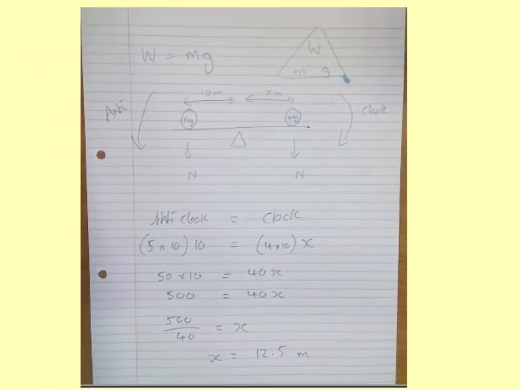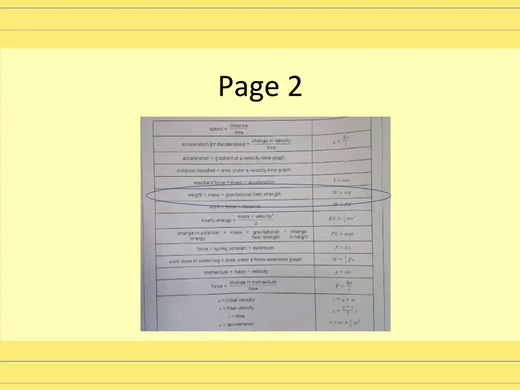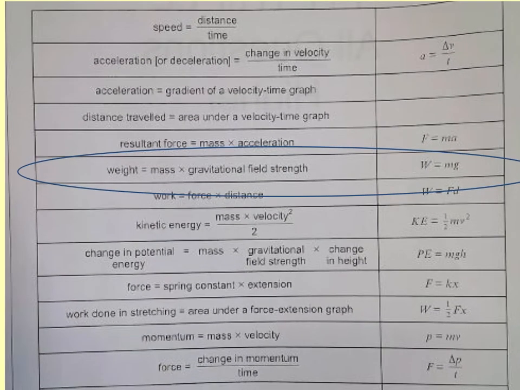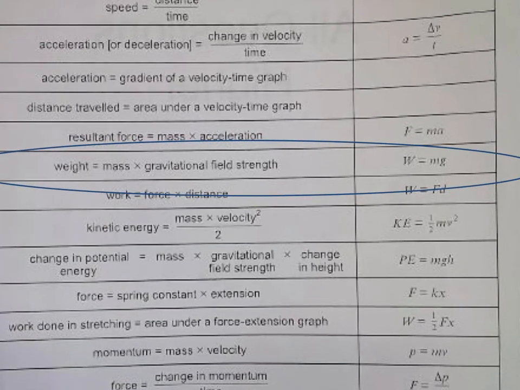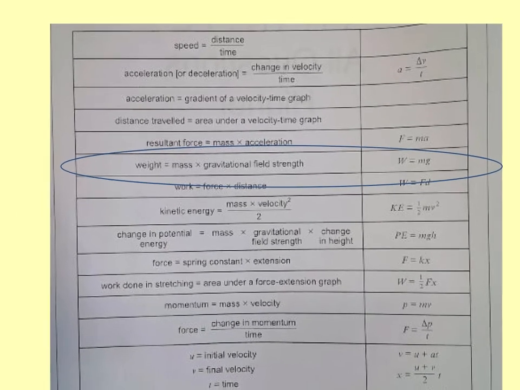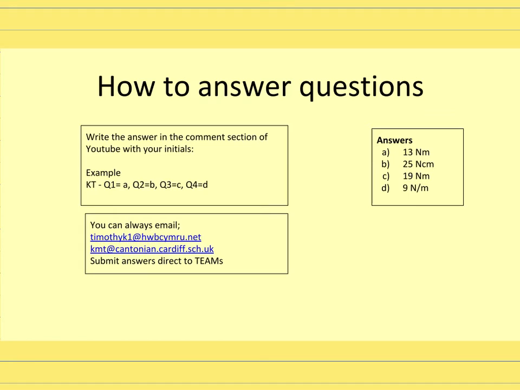So now that we've had a chance to practice, maybe it's time to... Let me zoom in on that. So your weight equals mass times gravitational field strength. So W equals mg.